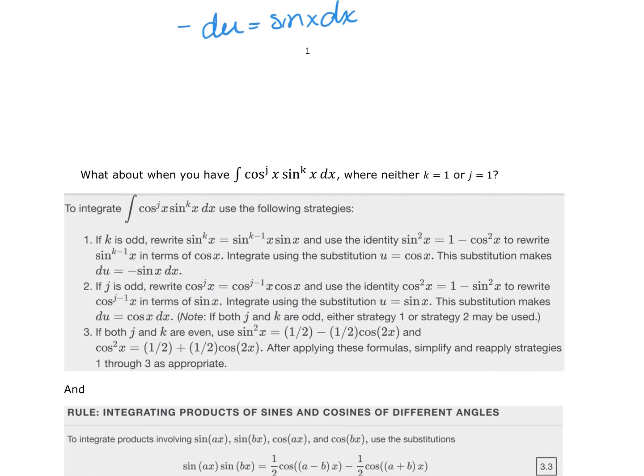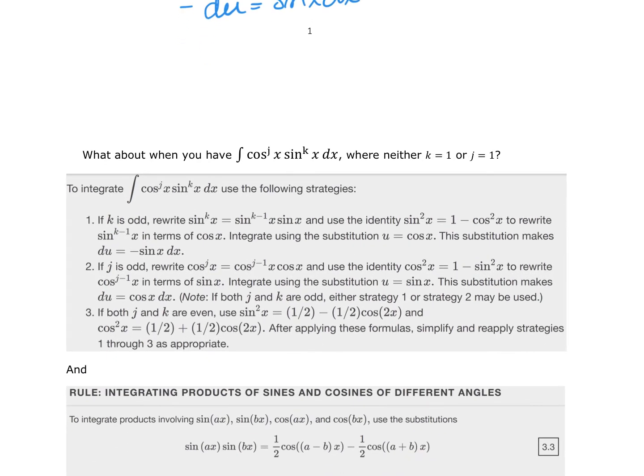Now, what happens if you have powers on cosine and sine in which both of them are powers other than 1? Well, if it's odd, I can write the sine to the third power of x as sine squared multiplied by the sine, which I can then use the Pythagorean identity, solving for sine squared. Then, similarly, if cosine is odd, I can use this. If one's odd and one's even, you would use 1 and 2. If they're both even, then I can use this power reduction formula.